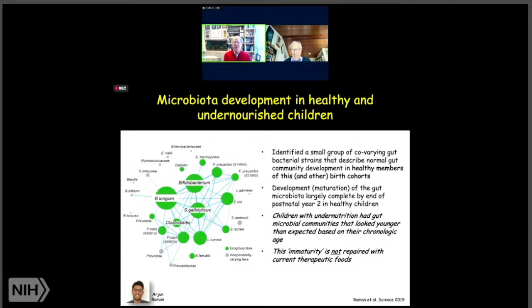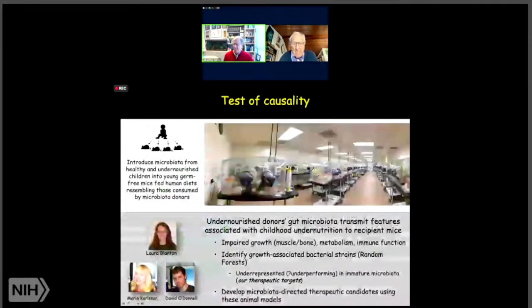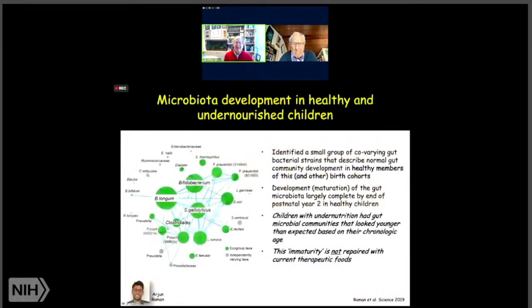And this network of covarying taxa are described here in this diagram here. And the green members are components of this network, which Arjun termed an eco group. From this analysis, as well as from other types of analysis, we were able to determine this program of community assembly in healthy individuals is largely complete by the end of the second postnatal year.